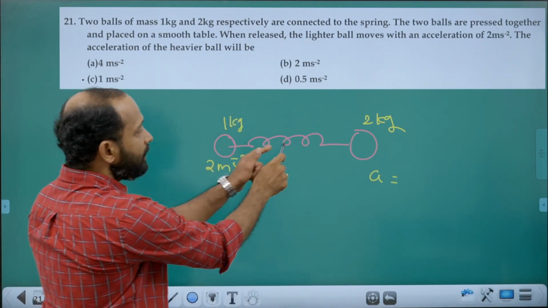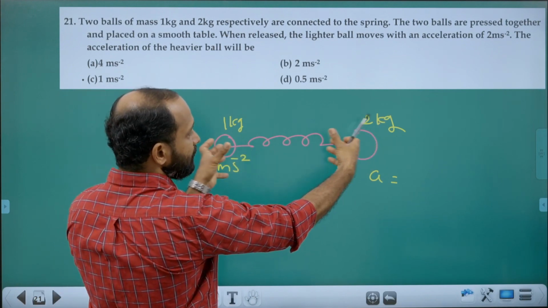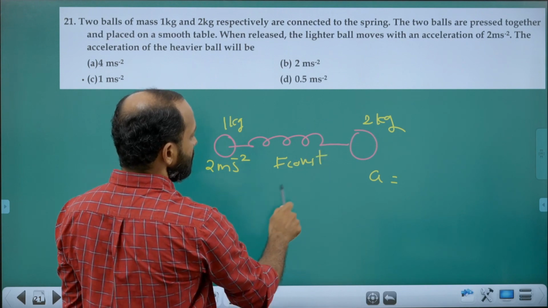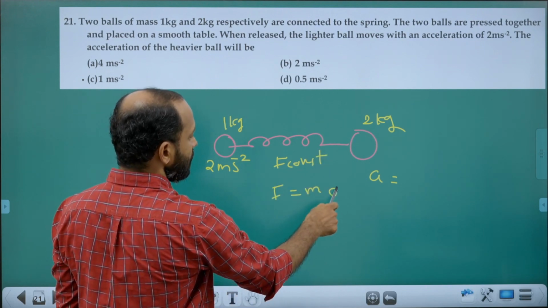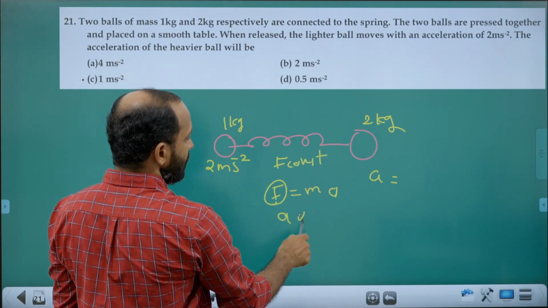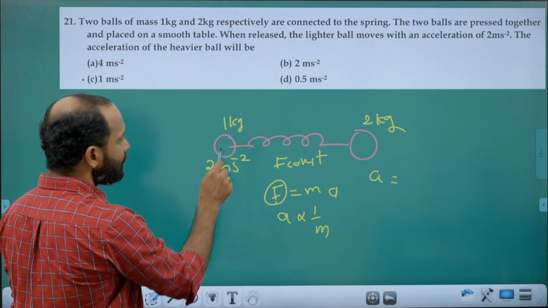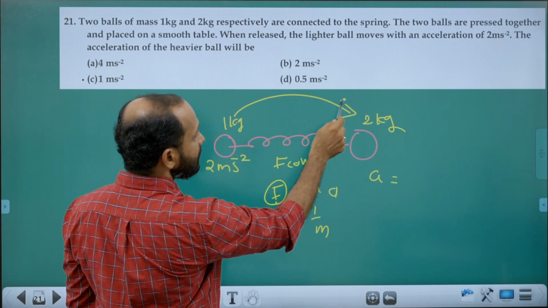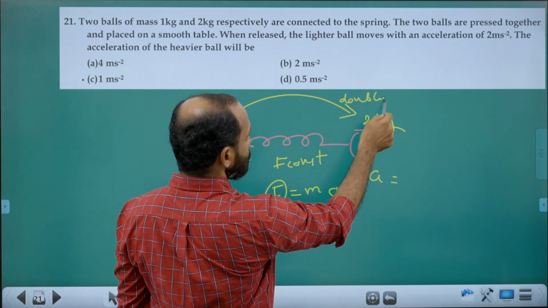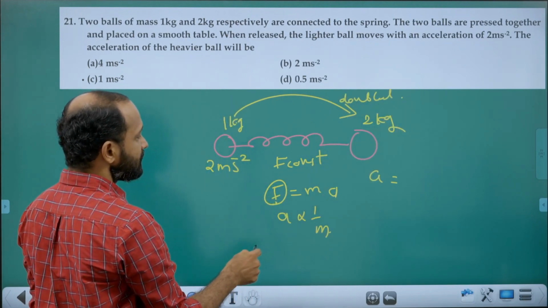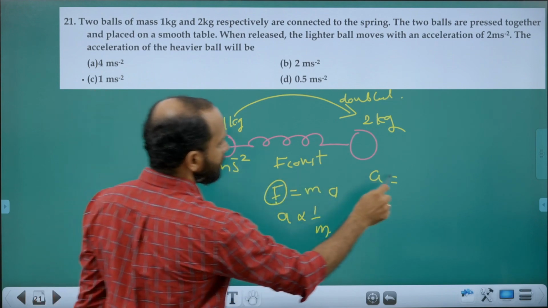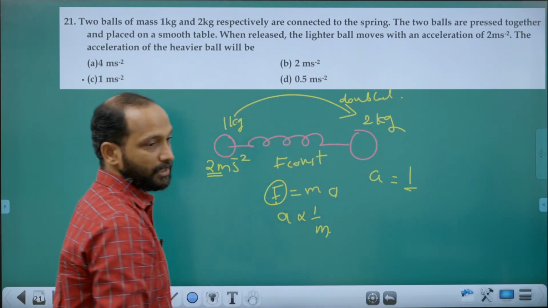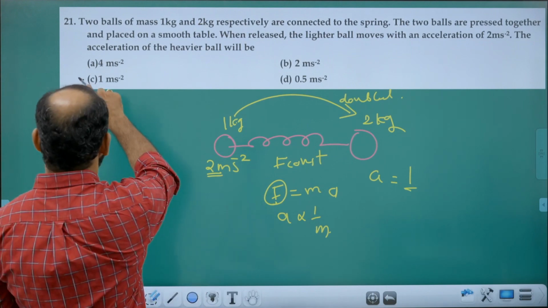We know this spring is used for making a connection between the two balls. So it is a force constant problem. From Newton's law, F is equal to ma, with F constant. So a is proportional to 1 by m. What happened to mass? Here mass doubled, 1 to 2. When mass got doubled, acceleration is halved. So its acceleration is half of 2 meter per second square, that is 1. So the right choice is option C.